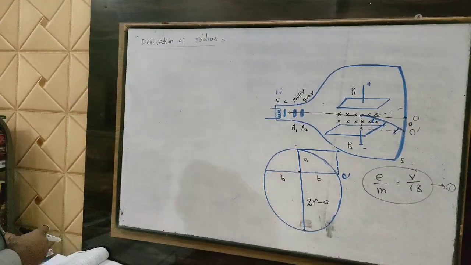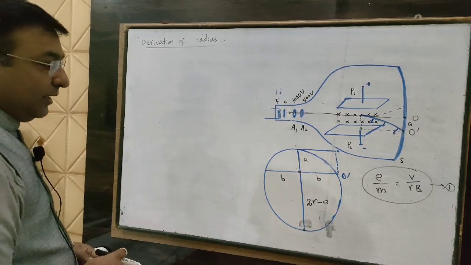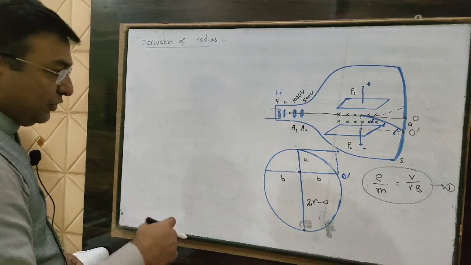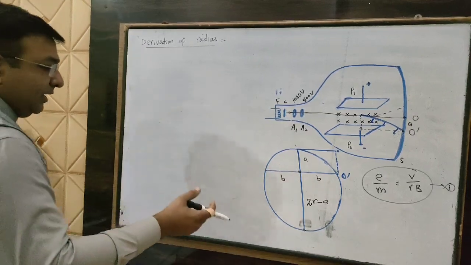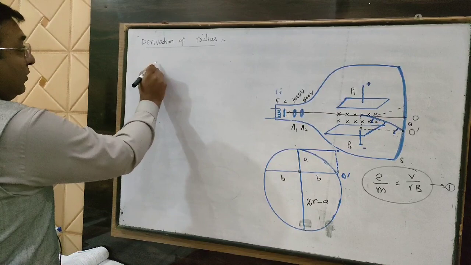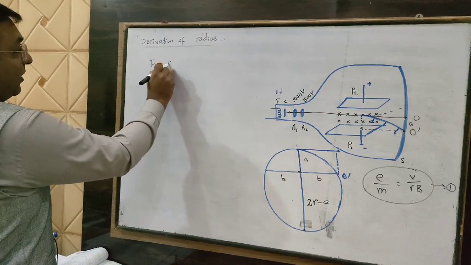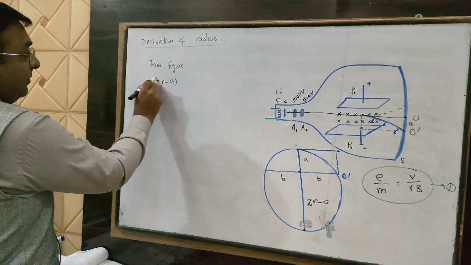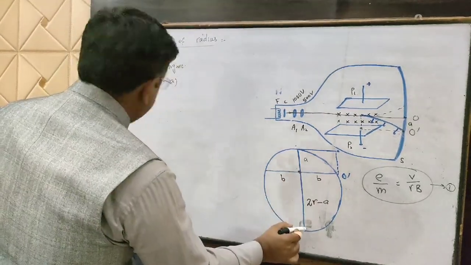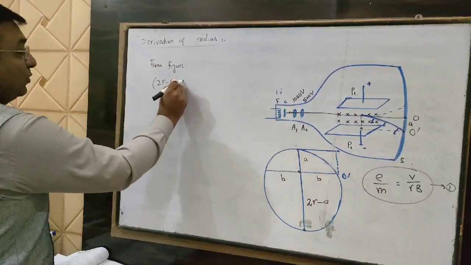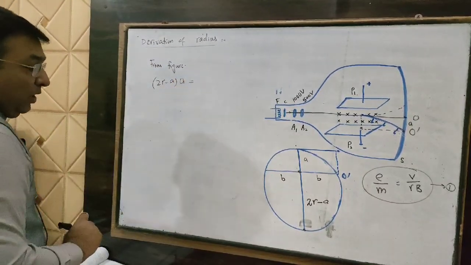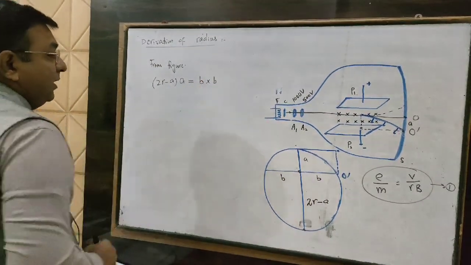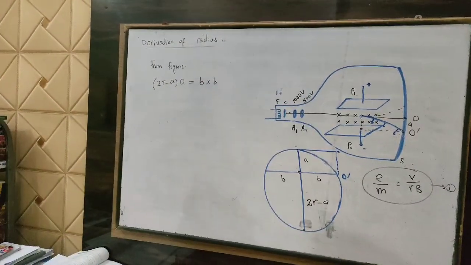यहां पर अगर हम law of chords इस्तेमाल कर लें, law of chords में horizontal जो chords हैं, उनका product perpendicular chords के बराबर लेंगे. तो हम लिख सकते हैं, from figure, 2r minus a का value ये आ रहा है और इसमें हम इसको a के साथ multiply कर रहे हैं, और ये बराबर हमारे पास आ रही है horizontal chords के product के बराबर, b multiply by b.